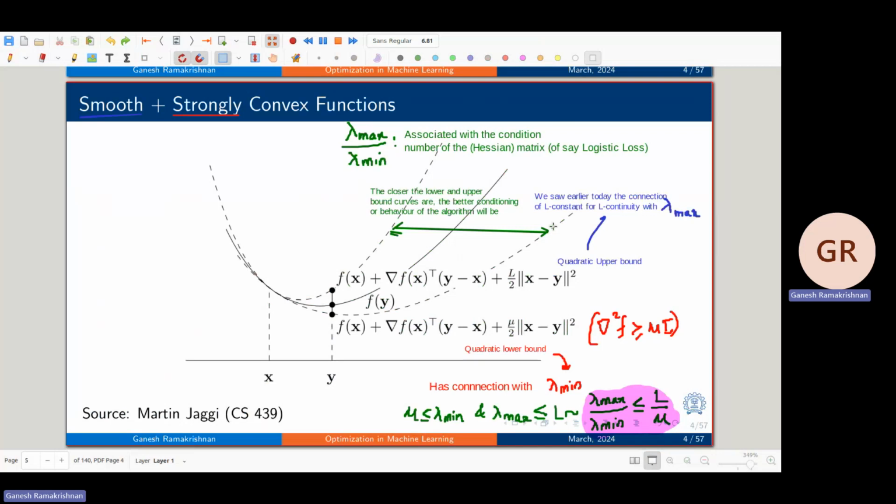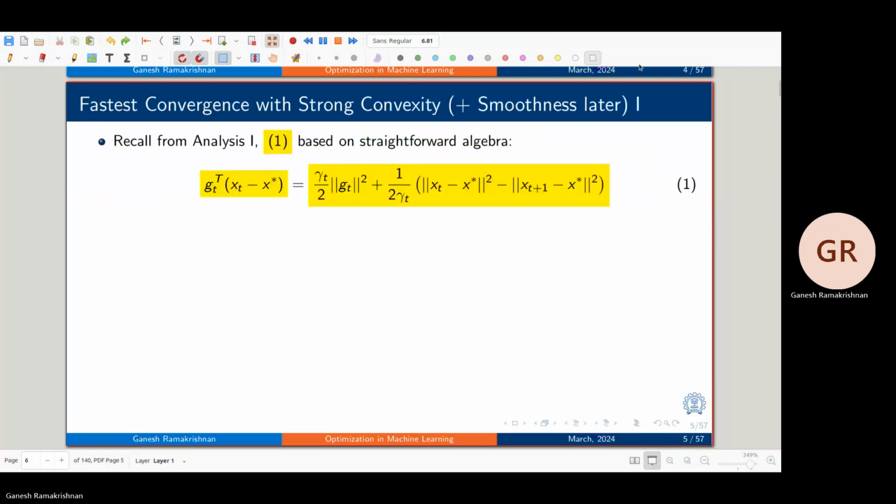So in some sense, we're saying that if the gap is very wide between these two, the behavior of the function is going to be a little wobbly. So can we bring some regulation to the behavior of the function? So let's consider this fastest convergence. This is like one of the fastest convergence we can get, okay?